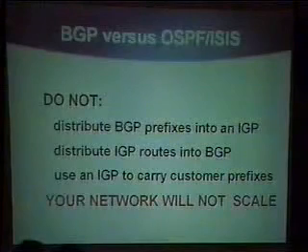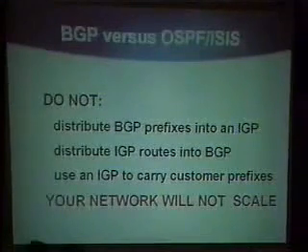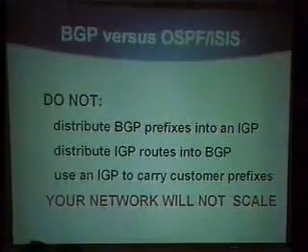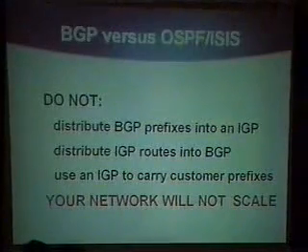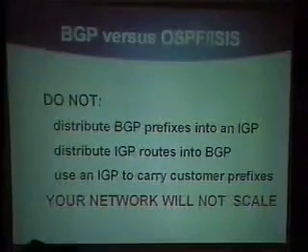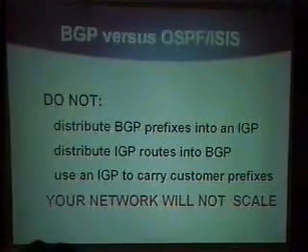Don't take IGP routes into BGP. IGP is generally a lot more unstable because it's your infrastructure. So you don't want all the IGP changes being propagated into your BGP and resulting in instability in the BGP. You want to keep a very, very clear distinction between BGP and your IGP.